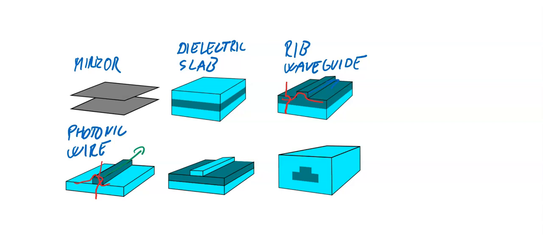In the next waveguide, we have a slab and a rib made of different material. Finally, we have a waveguide which is completely buried in dielectric material. The mode is confined in vertical and horizontal directions.